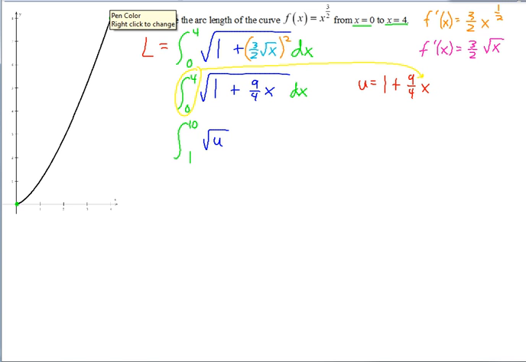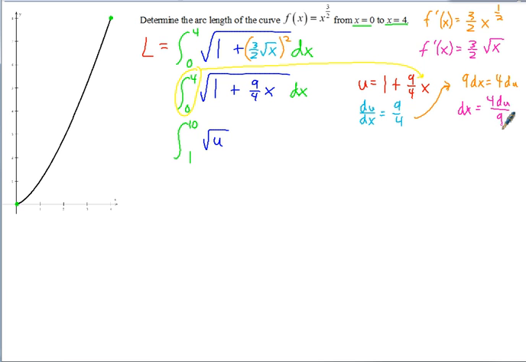So remember the way we do that to get it in terms of du is to take the derivative of what you said u equal to. So du dx here would just be 9/4. And then if you cross multiply, you get 9 dx equals 4 du. Divide by the 9 gives you dx equals 4 du over 9. And then we can substitute that right in here for dx.